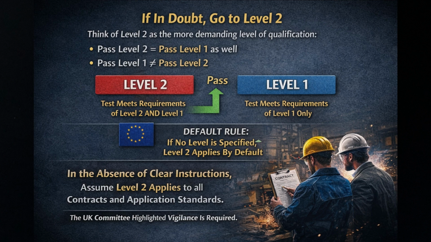And there is a default rule that every practitioner must know. When no level is specified in a contract or application standard, all the requirements of Level 2 apply. So if you are ever unsure which level applies, and nothing in your contract says, go to Level 2. The UK committee that voted on this standard specifically highlighted this as a risk area, noting that vigilance is required.